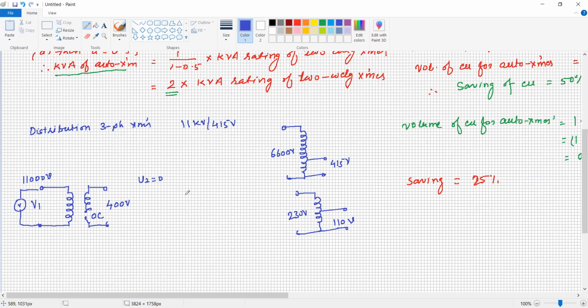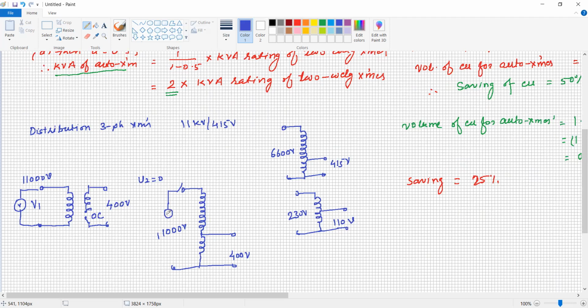Now consider the same ratio in an auto transformer. Definitely there is a large number of turns in the upper section and a few turns in the lower section for the secondary voltage. Here we are getting 400 volt with the help of the auto transformer, and the primary voltage is 11,000 volt.